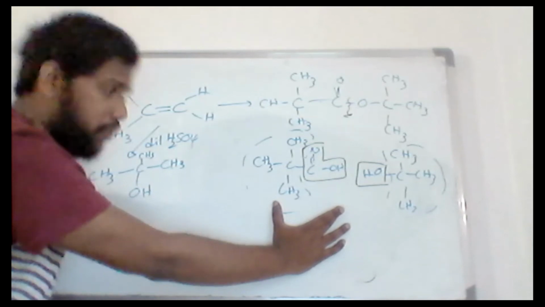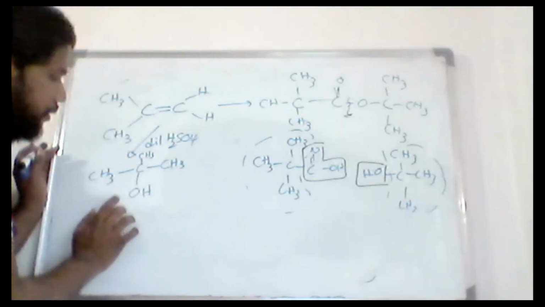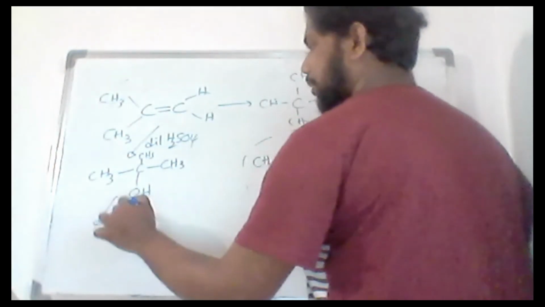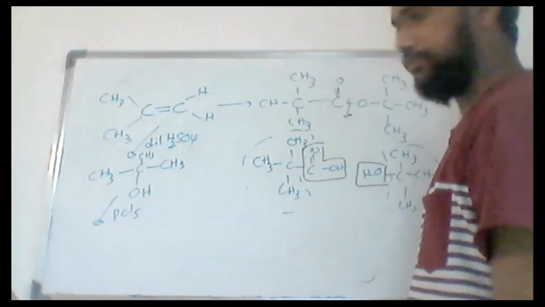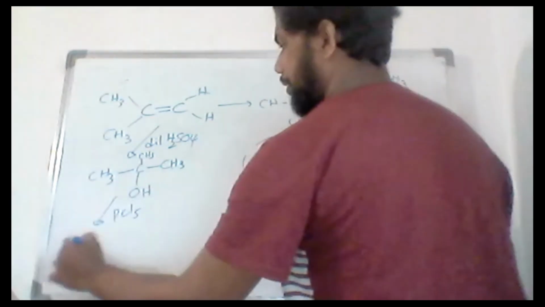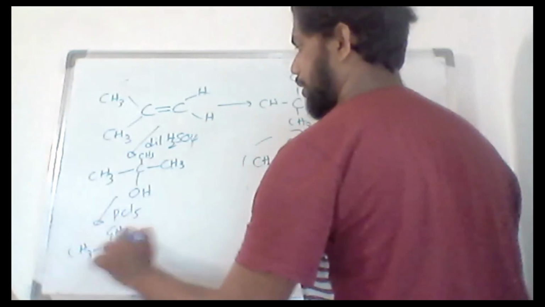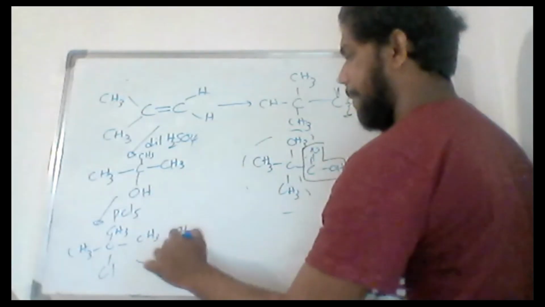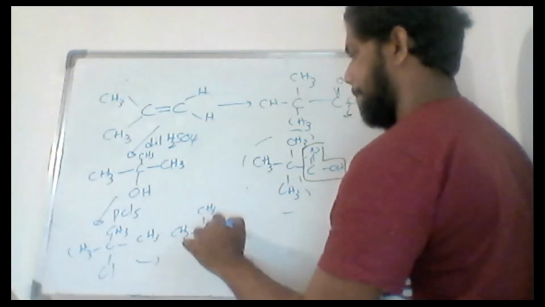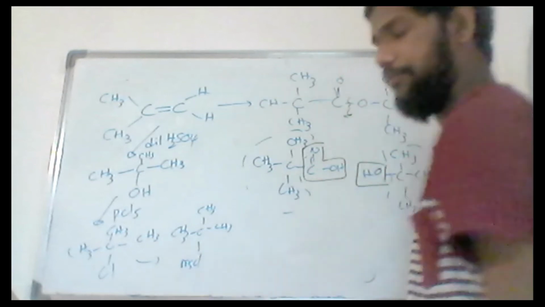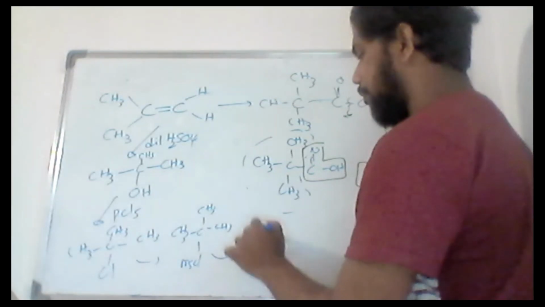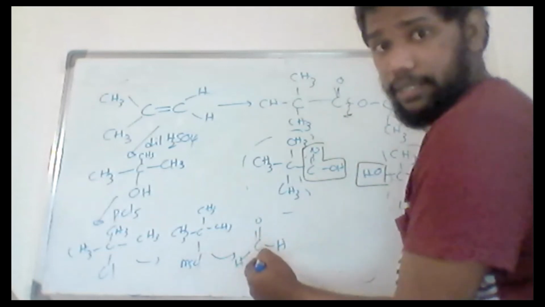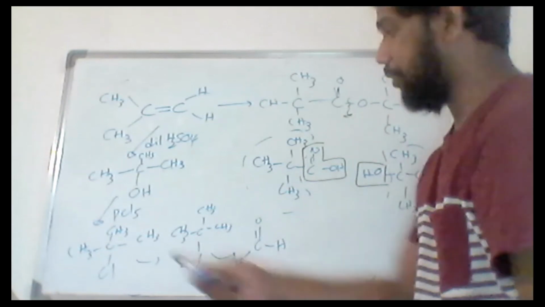And you know, magnesium dry ether cannot react directly with this one. So that is why they have given first PCl5. Okay. So this should be CH3, CH3, CH3, Cl. Now you have magnesium dry ether. This should be MgCl. And now you have the formaldehyde that you can attack here.